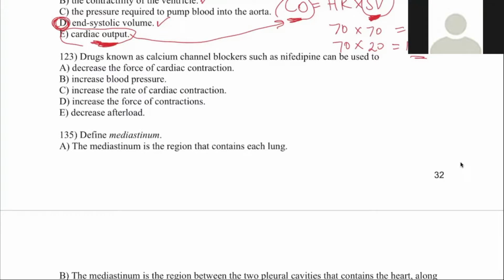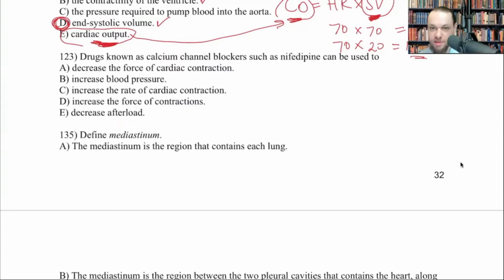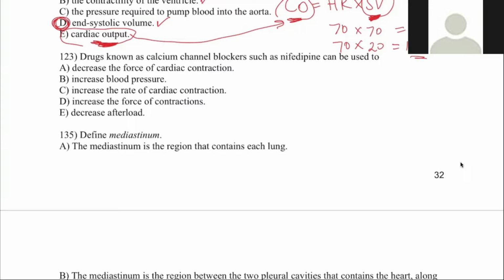Drugs known as calcium channel blockers, such as, I don't know how to pronounce it, I'm just going to say nifedipine. Nifedipine can be used to... I have researched this drug, and I'm going to go with A: decrease the force of cardiac contraction. Yeah, that is correct, right?